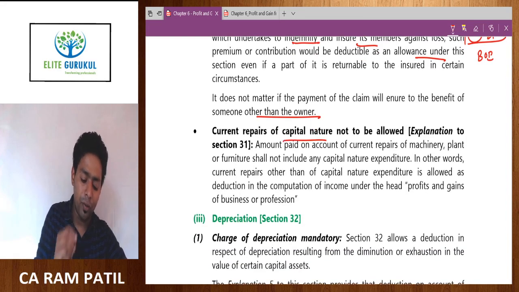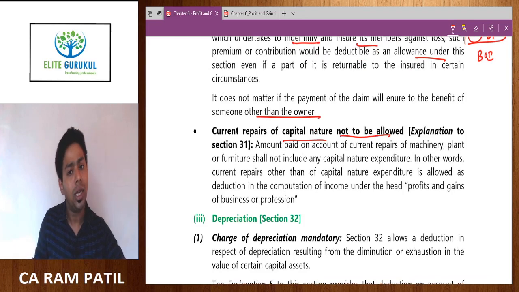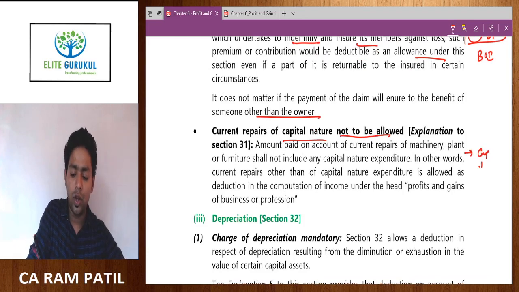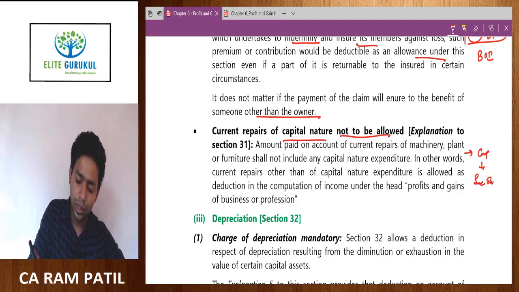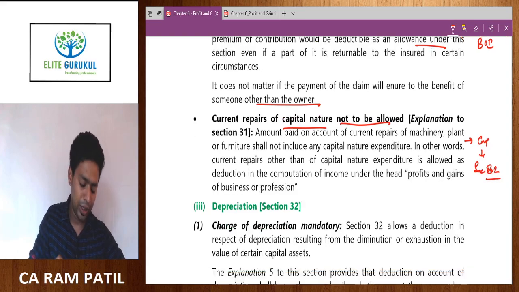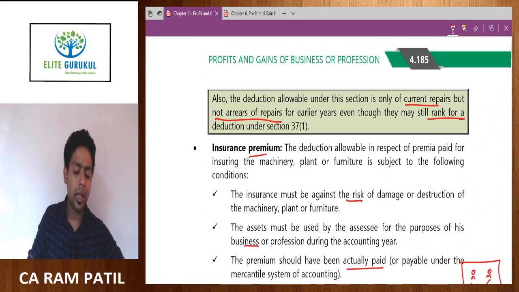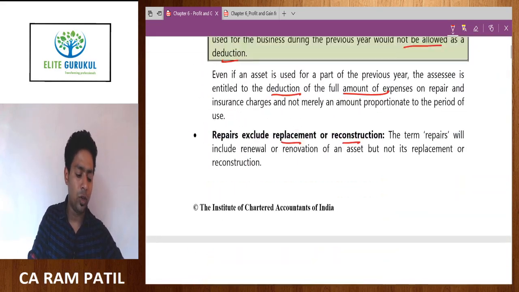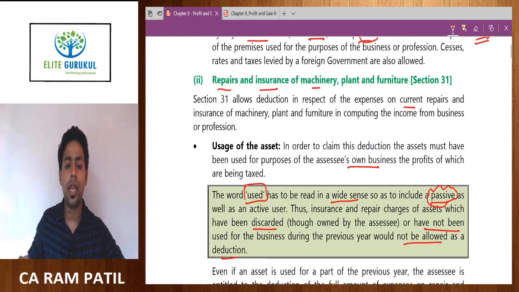Current repair of capital nature is not allowed as a deduction. This we have already discussed, because this has to be capitalized, and then you can claim depreciation under section 32. So these are the 2 expenses that we need to speak about, plant and machinery and furniture.